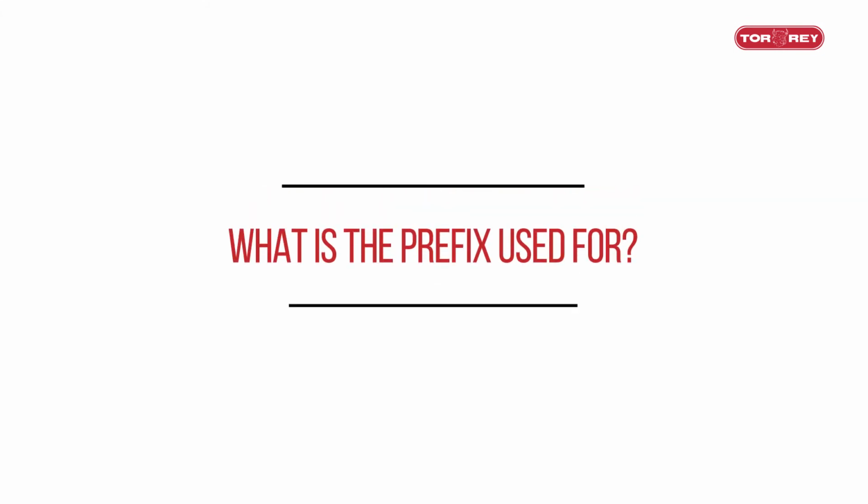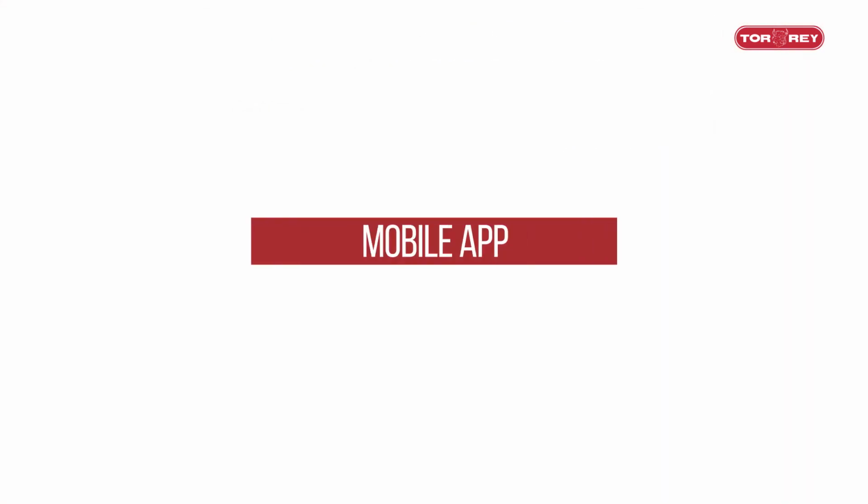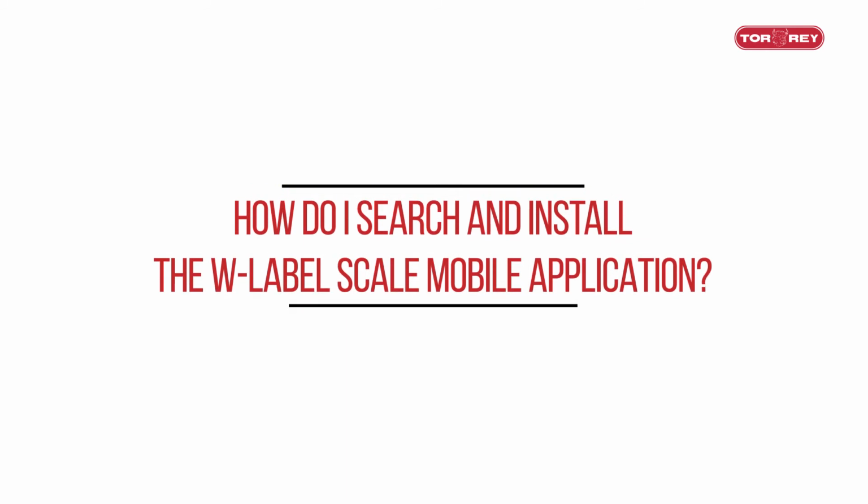What is the prefix used for? The prefix is the number with which they initiate all the barcodes, and it can be configured of 1 or 2 digits maximum. Mobile app. How do I search and install the W Label Scales mobile application?